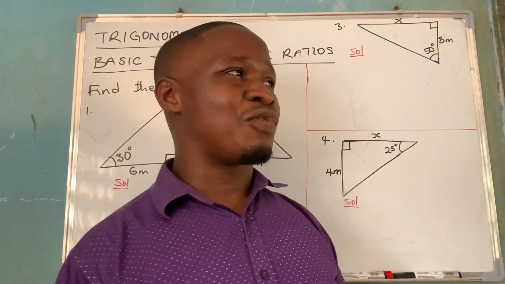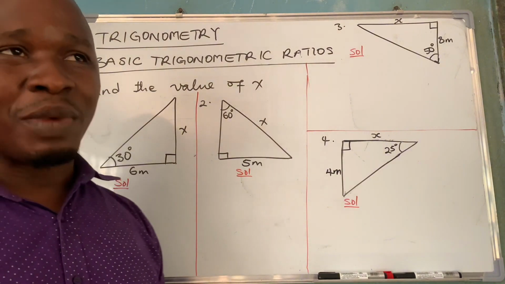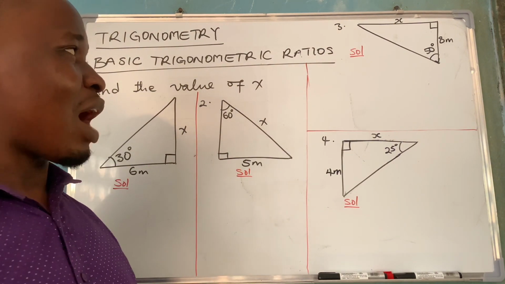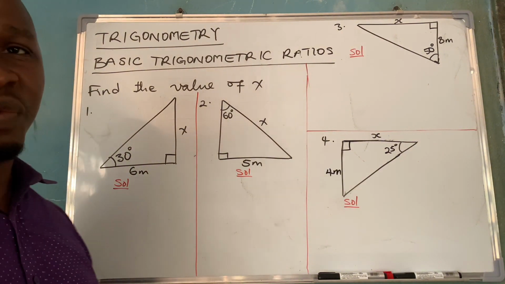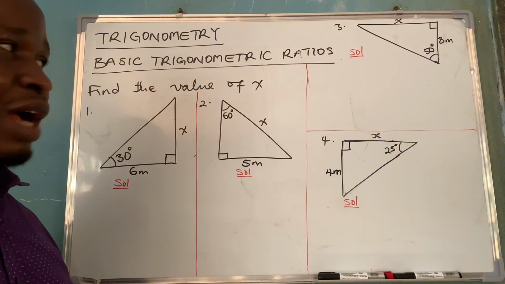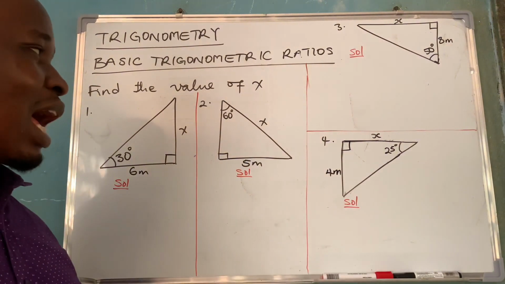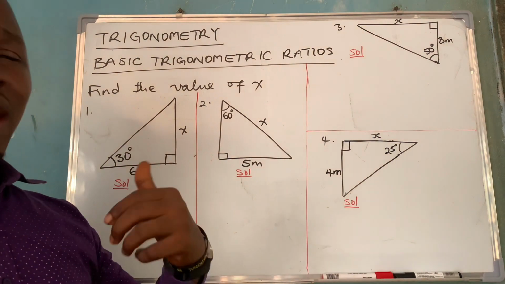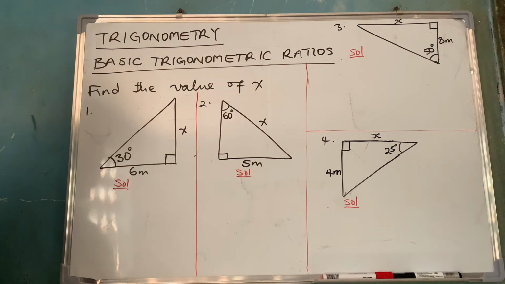This is another video for trigonometry, particularly basic trigonometric ratios. But this time around, we want to calculate the sides of right angled triangles. We want to calculate the sides of what? A right angled triangle with a given angle. Now, I want to find the value of x. Here is the first right angled triangle.